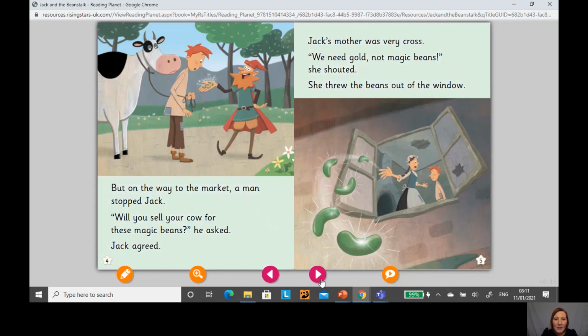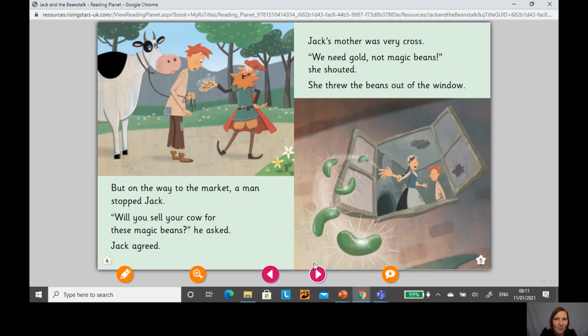But on the way to the market, a man stopped Jack. That was the man from that back page. "Will you sell your cow for these magic beans?" he asked. And Jack agreed. Oh my goodness. I wonder what Jack's mother is going to say. If I remember, on the blurb it said that Jack's mother was very cross. Oh dear, I hope he's not going to get into trouble.